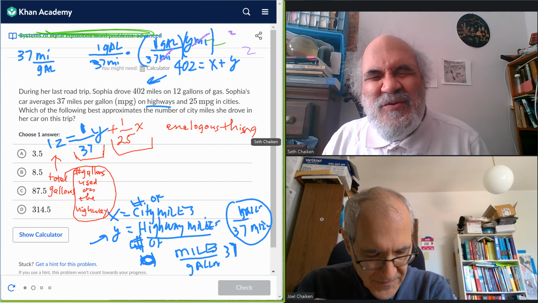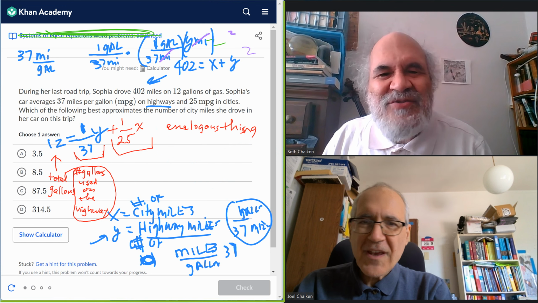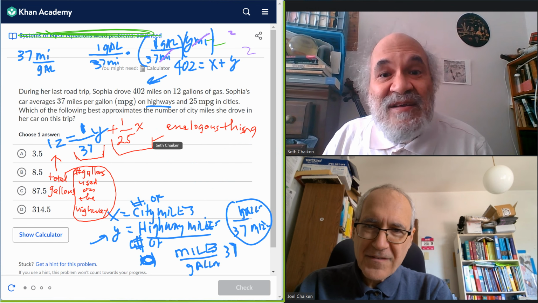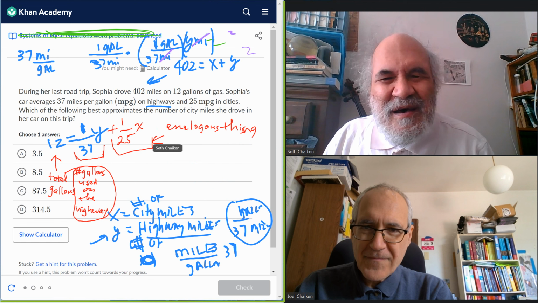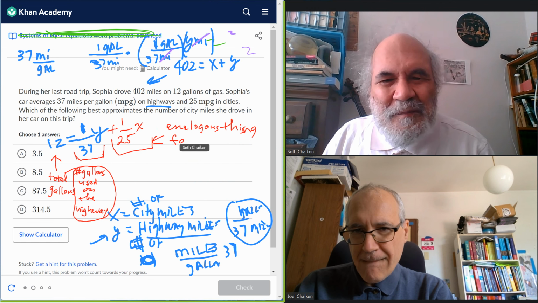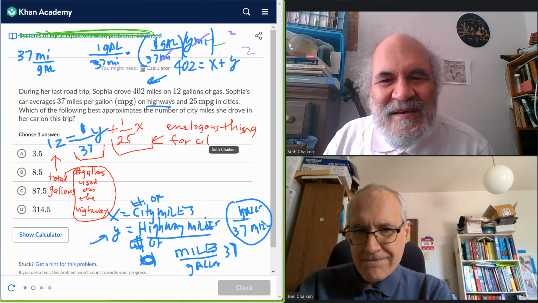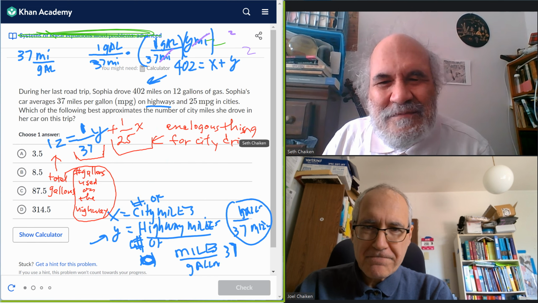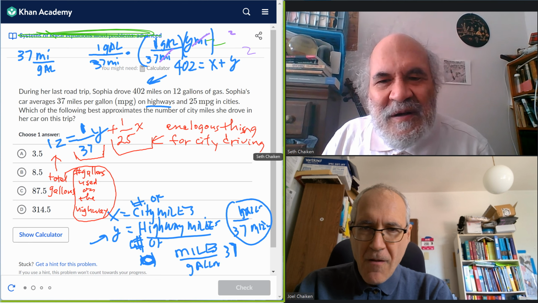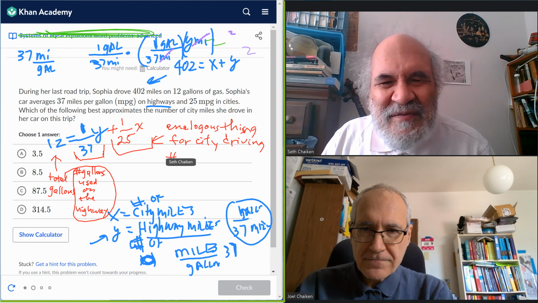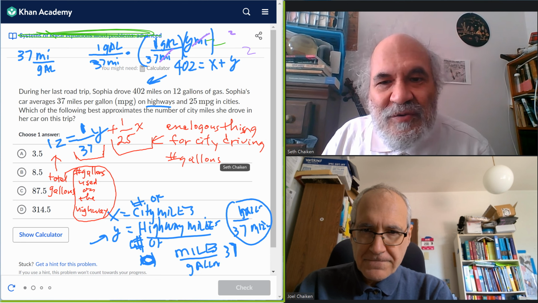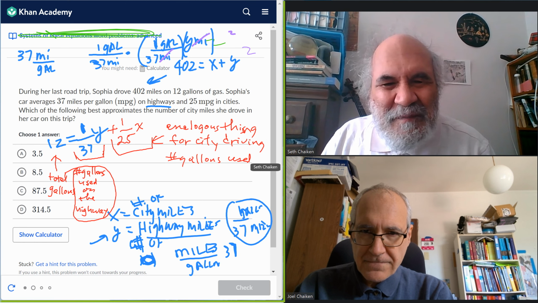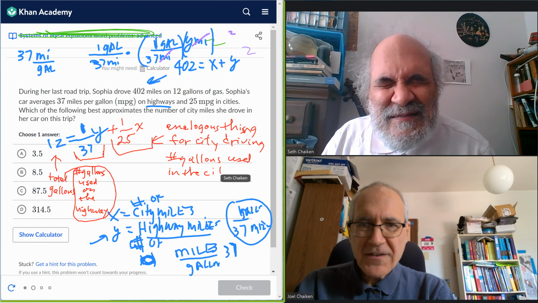It's good to understand analogy. So these two, fine. This is the analogous thing for city driving. In particular, the number of gallons of gas used in the city.